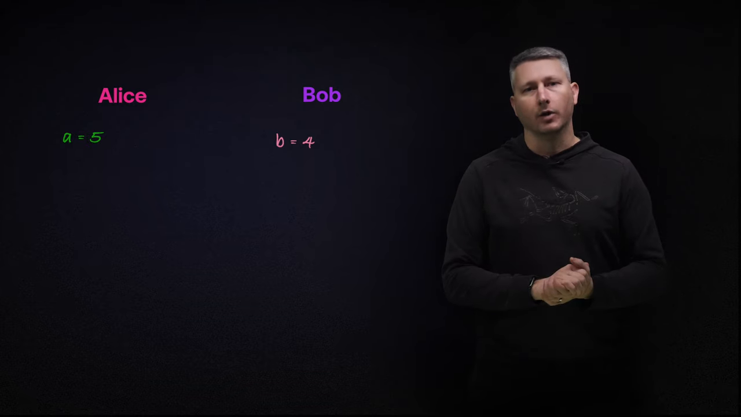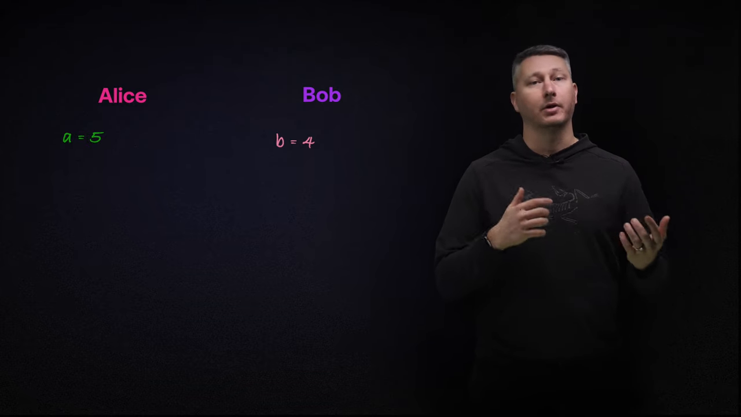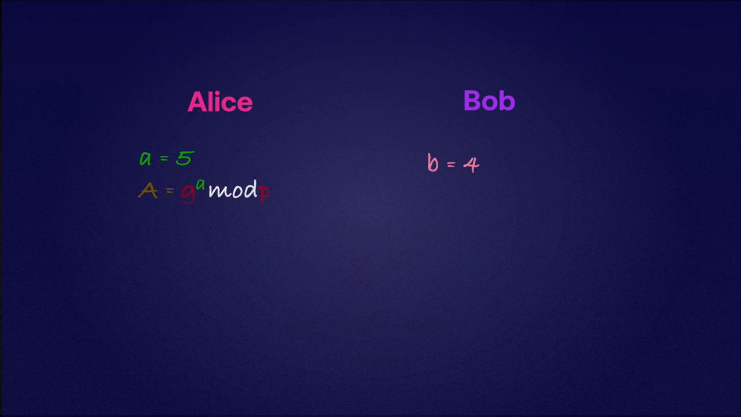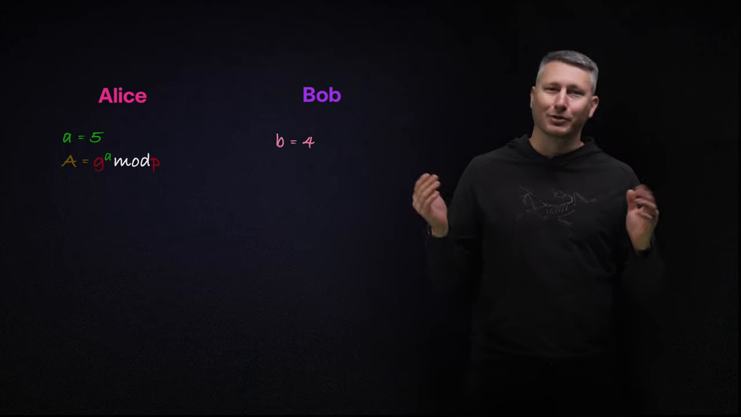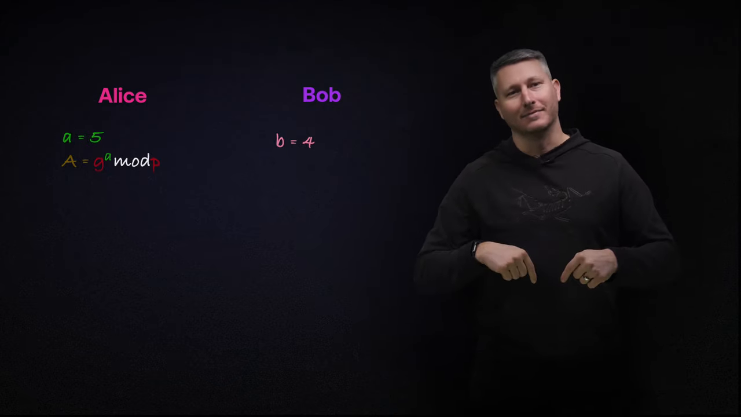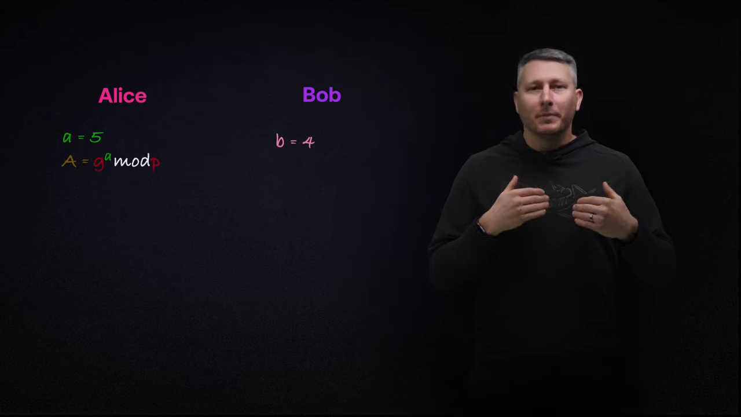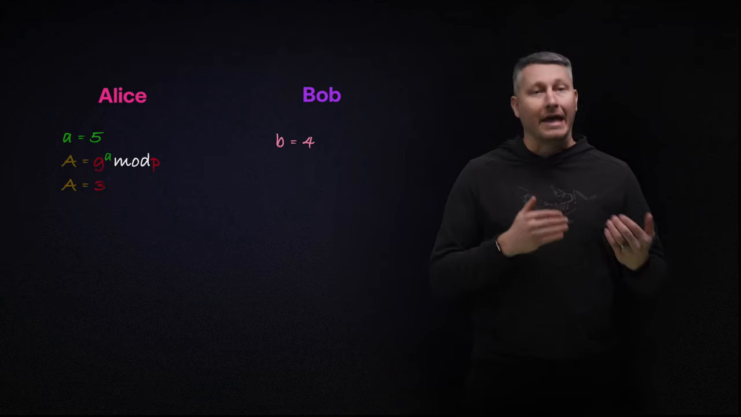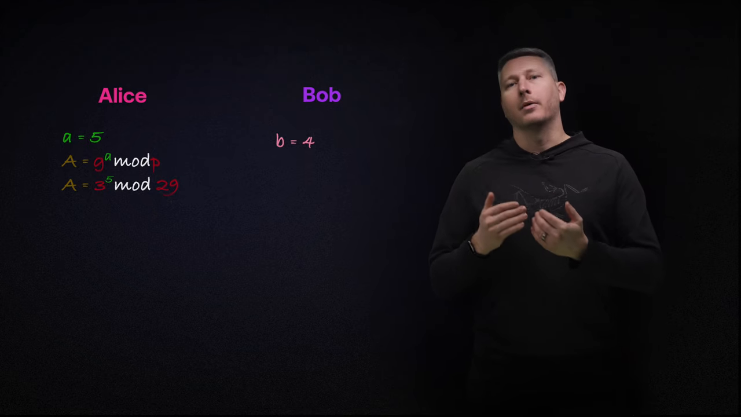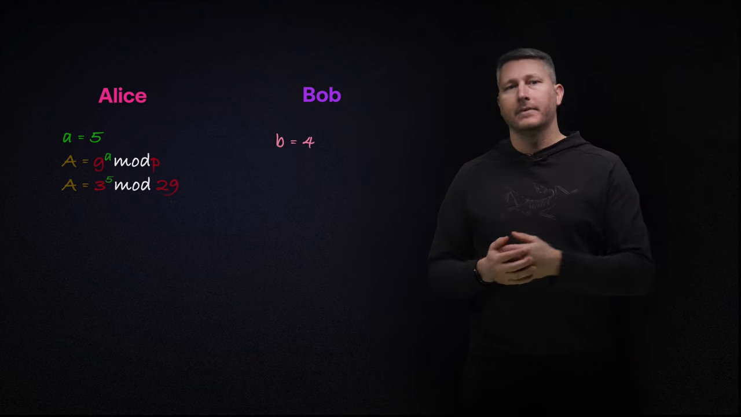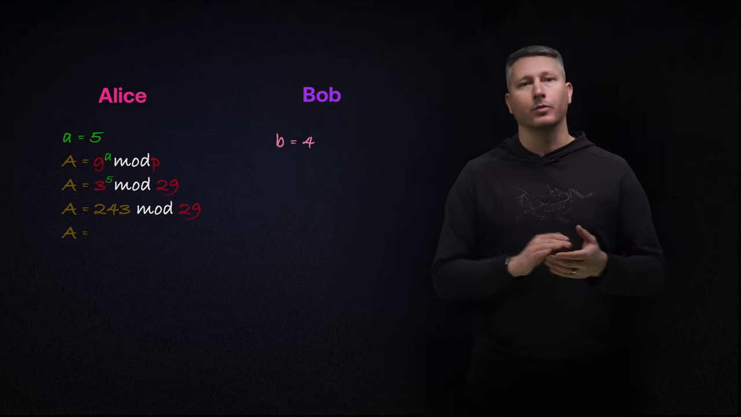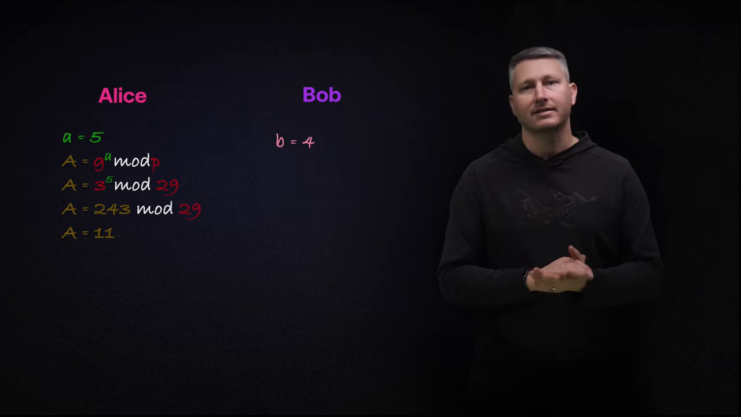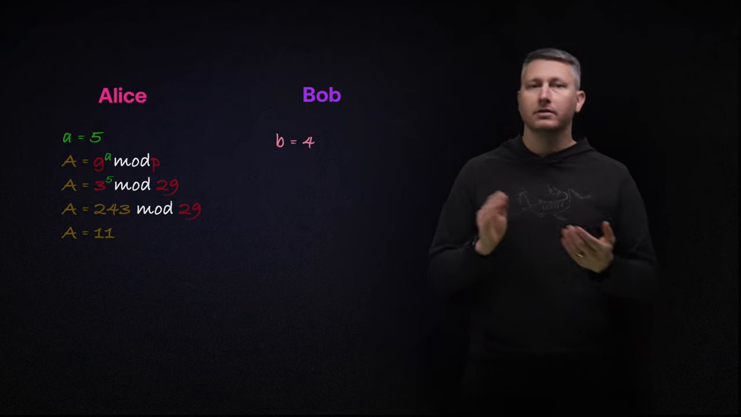Alice then performs the following calculation to figure out the value for capital A. She takes G to the power of lowercase a mod p. The mod stands for modulo operation. Again, if you aren't sure what these are, we have a link that covers them in the description. When we plug in all the numbers, capital A equals 3 to the power of 5 mod 29. This is 243 mod 29, which means that A equals 11. Alice can then send her value A, 11, to Bob.